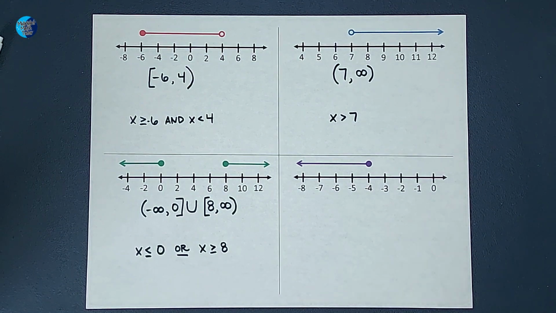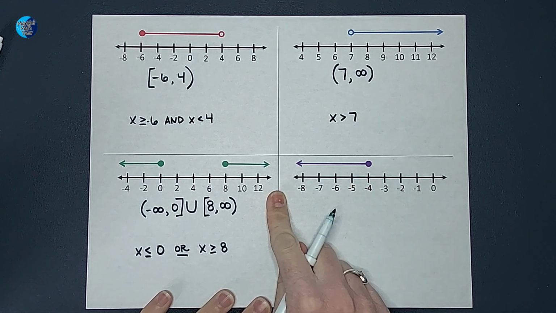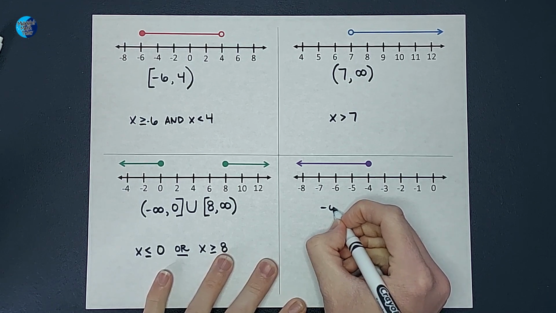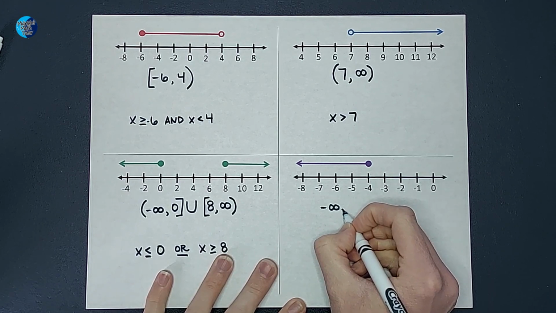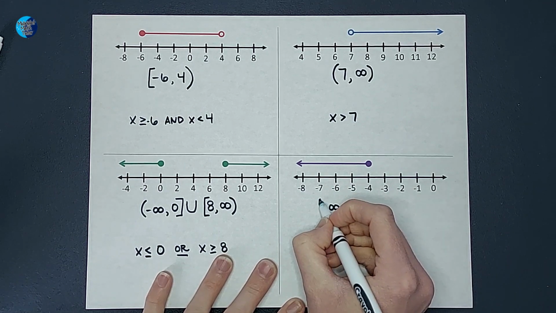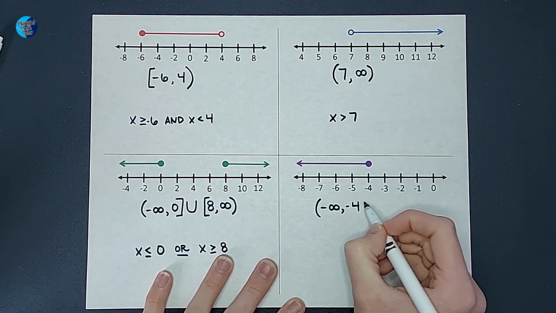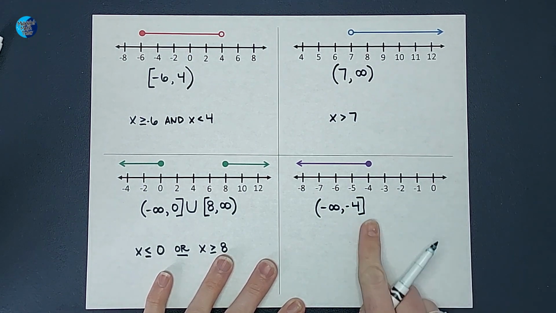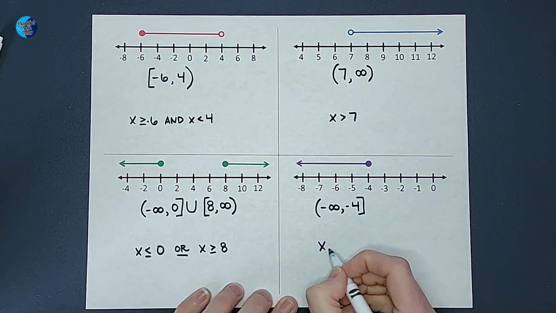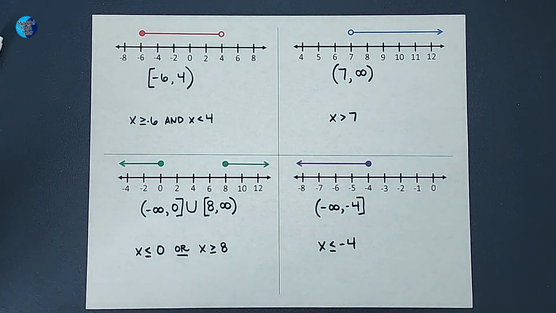All right, one more. So here we've got, it can be -4 or anything smaller. So all the way over there is negative infinity, right? You can pick any number from negative infinity to negative 4. Infinity and negative infinity always get a parenthesis. Because it's a closed circle here, it does include negative 4. So I'm going to put a bracket. So the inequality for this would be x is less than or equal to negative 4.